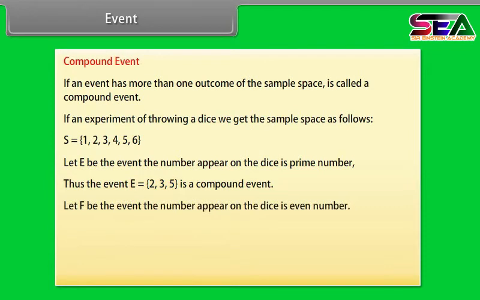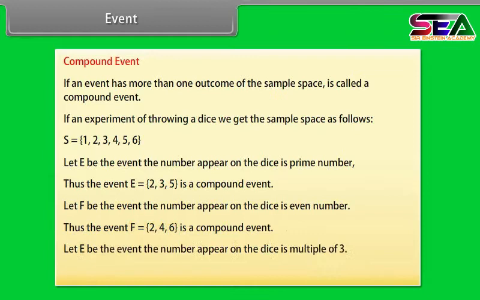Let F be the event that the number appearing on the dice is an even number. Thus, the event F is equal to 2, 4, 6, a compound event. Let E be the event that the number appearing on the dice is a multiple of 3. Thus, the event E is equal to 3, 6, a compound event.